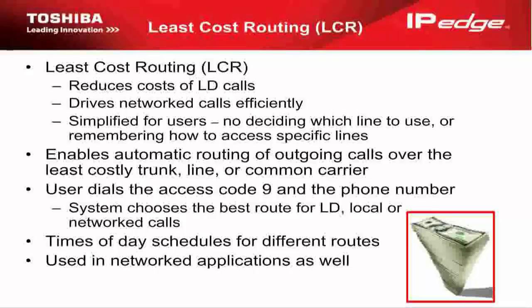Least cost routing, or LCR, reduces the costs of long-distance calling by ensuring that each call is placed over the least costly route available to that user at that time. Placing a call is simpler for station users since they do not have to decide which line to use, remember how to access specific lines, or remember network access codes. A station user simply dials the access code of 9 and then the telephone number. The system can also choose a specific route for long-distance or local calls when enabled.